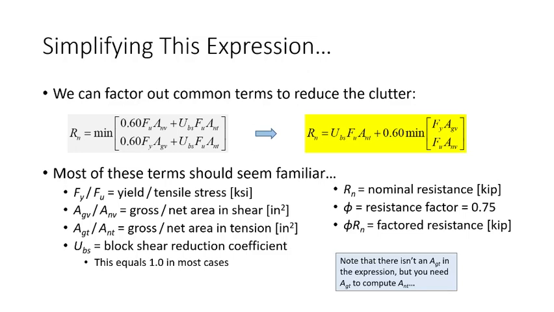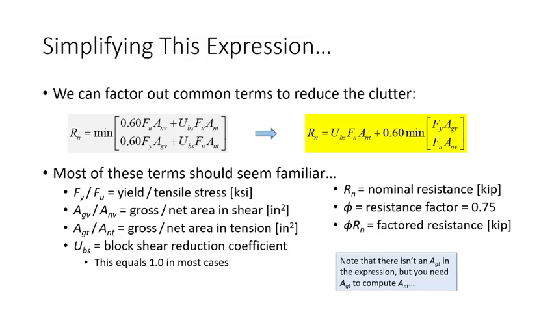UBS is a block shear reduction coefficient. It is very akin to a shear lag factor, but in 99 out of 100 cases, the block shear reduction coefficient is going to be 1. I'll show you some cases where it's not, but in most cases it'll be 1. Now, that gives the nominal resistance, and then we multiply by our phi value of 0.75, and boom, there we go.